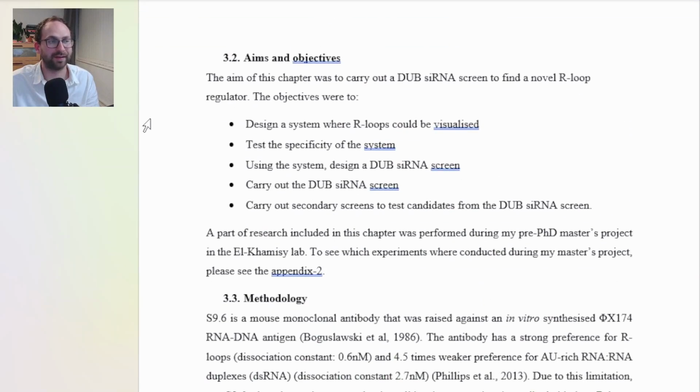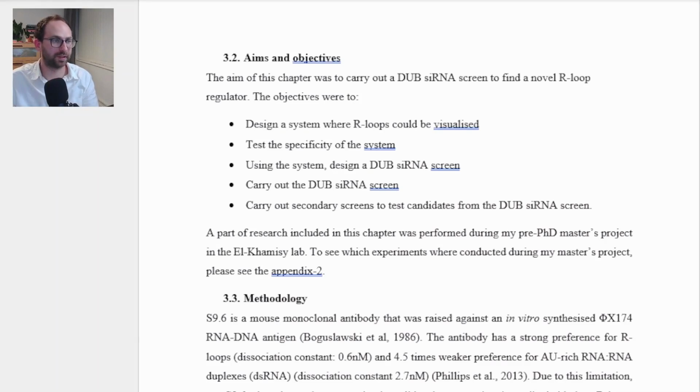And then I have the aims and objectives. And I write, the aim of this chapter was to carry out a dApp siRNA screen to find a novel R loop regulator, okay? And this stems back to that very hypothesis I had in the previous chapter. Sorry, in the introduction chapter. That is all it is.